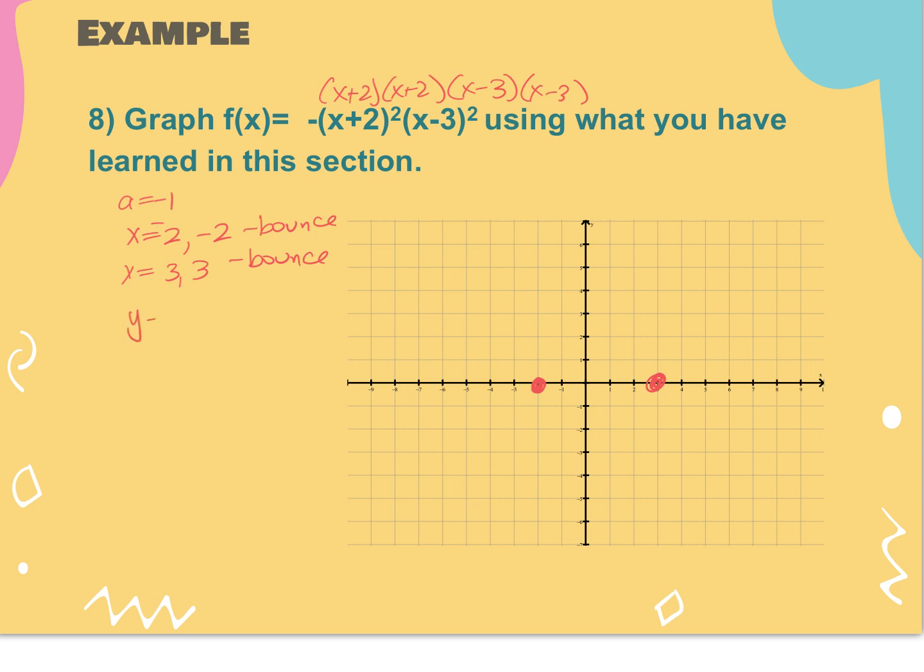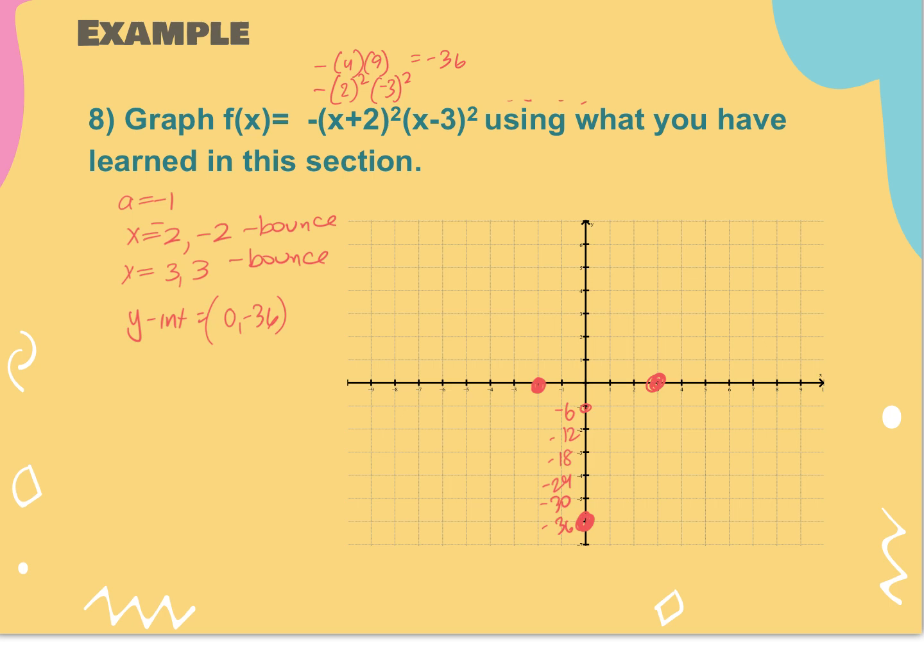I'm going to find my y-intercept. I'm going to make x equal to 0. Find that number. So that's going to be 2 squared, and it's going to be negative 3 squared. So the opposite of 4 times 9 is going to be negative 36. Imagine that's kind of crazy down there, right? So let's do negative 6, 12, 18, 24, 30, 36. So here's your intercept.